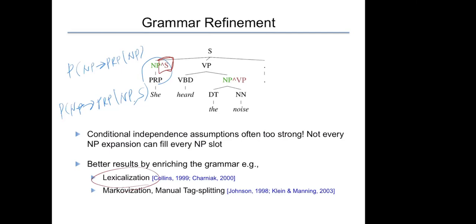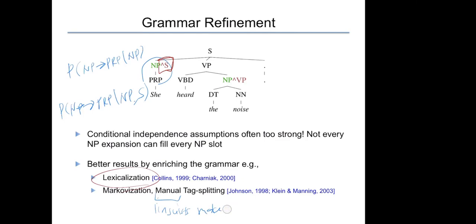If I'm remembering correctly. And the difference between lexicalization and manual text splitting is that instead of giving this hat to indicate what's above, they actually try to explicitly differentiate between different kinds of noun phrases. And that will be, of course, determined by the humans. So that's why it's called manual. And what I mean by that is that linguists make a list of different kinds of NPs, basically.